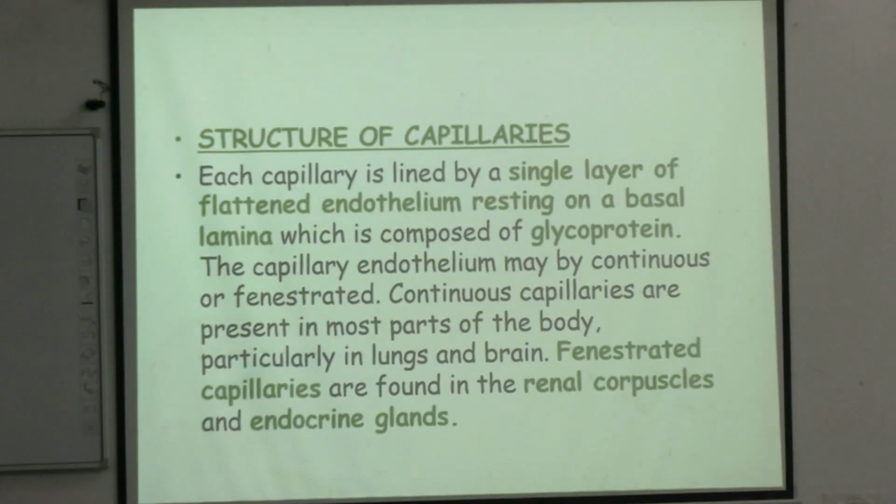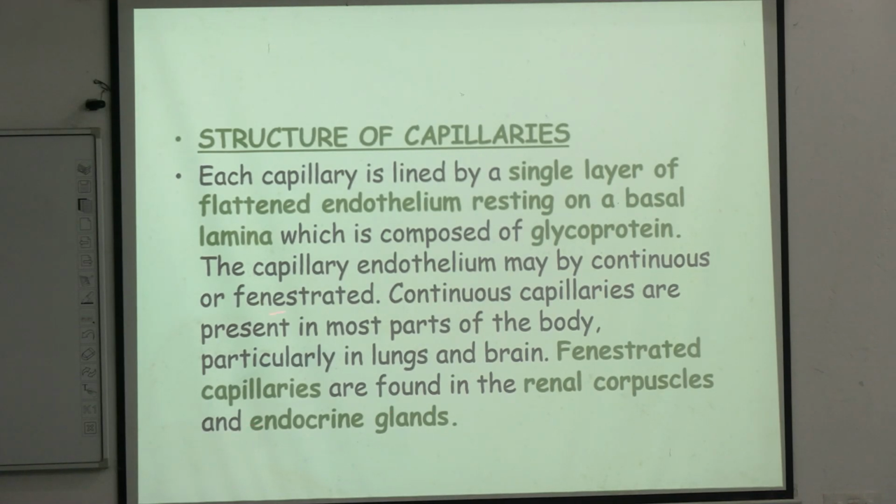Structure of capillaries. Each capillary is lined by a single layer of flattened endothelium resting on a basal lamina, which is composed of glycoprotein. The capillary endothelium may be continuous or fenestrated. Continuous capillaries are present in most parts of the body, particularly in the lungs and brain. Fenestrated capillaries are found in the renal corpuscles and endocrine glands. Now, this can be a short note or it can come as an MCQ.